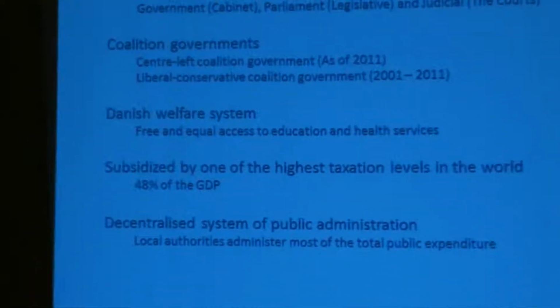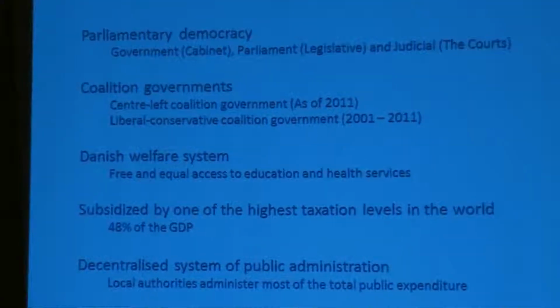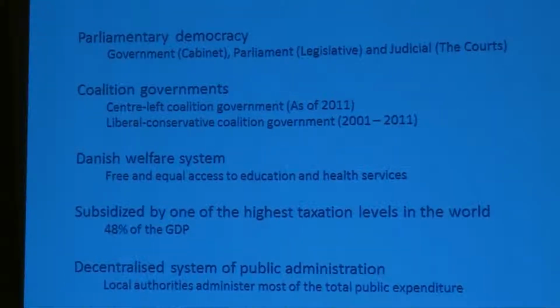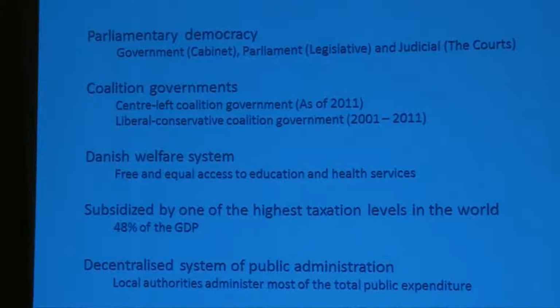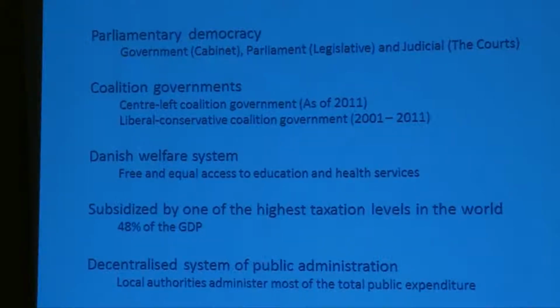Some interesting and very important aspects to know about the Danish government and the welfare system, because they relate very much to planning. This is something to really keep in mind throughout the presentation. Denmark is a parliamentary democracy, basically comprised of the government, the cabinet, the parliament, the legislative power, and the judicial, which is the courts. Denmark has traditionally been governed in recent decades by coalition governments. We have a center-left coalition government right now, since 2011. But for the last decade, a liberal conservative coalition government ruled the country. This played a very interesting role in terms of how planning was approached. I'll come back to that later on.